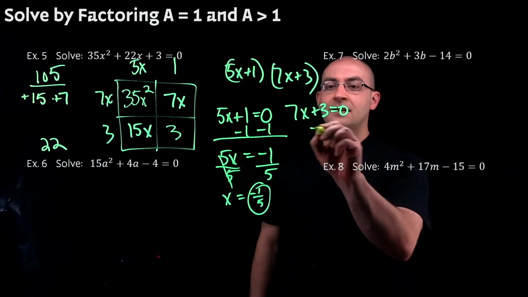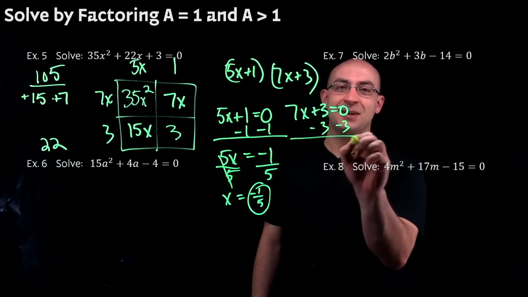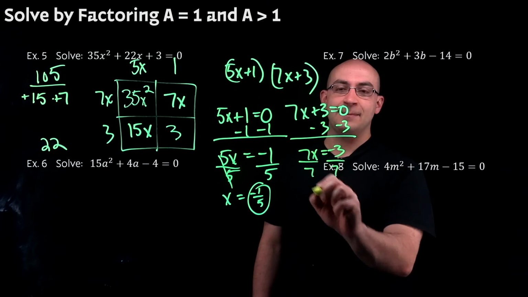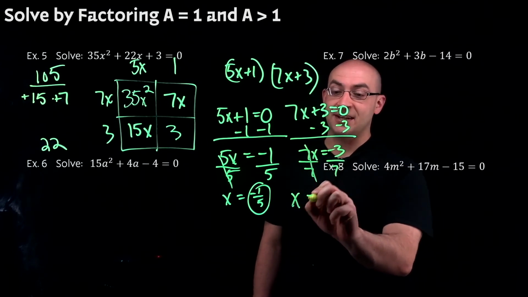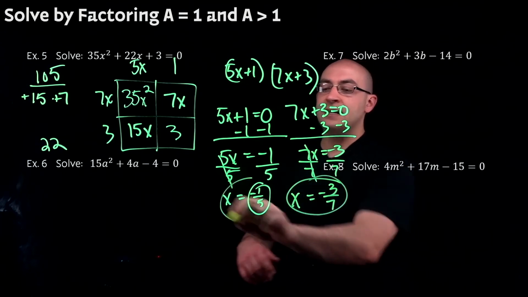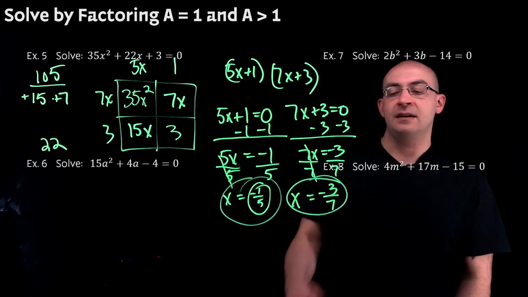Let's subtract 3 on both sides from this other problem. 7x is going to equal -3. Divide by 7 on both sides. And my other answer is also going to be nasty. It's going to be x equals -3/7, right? So here are my two answers, -1/5 and -3/7.